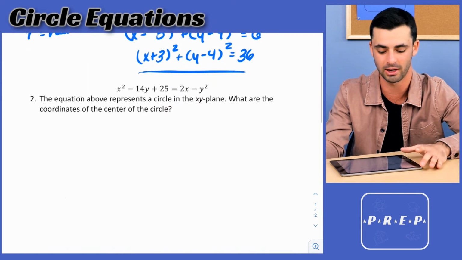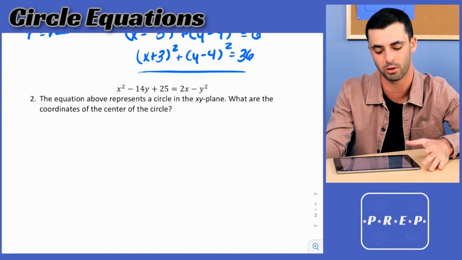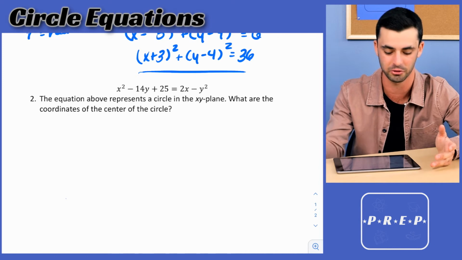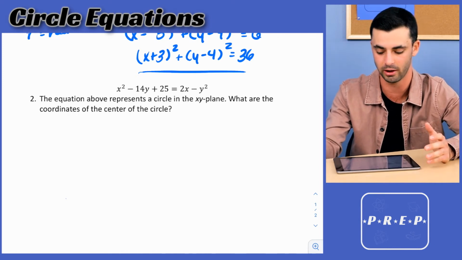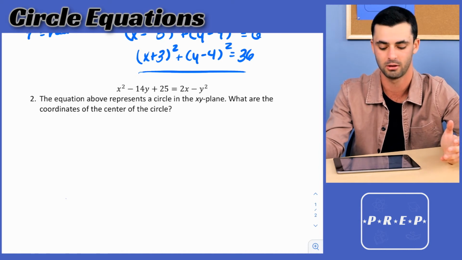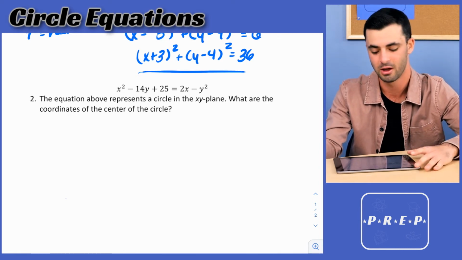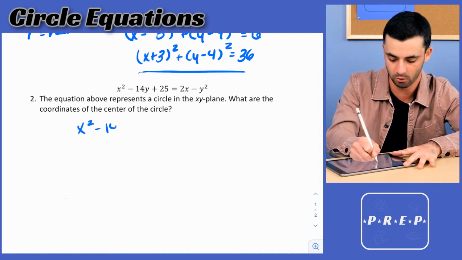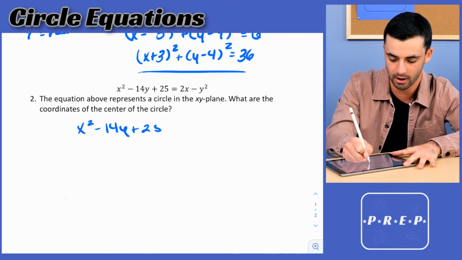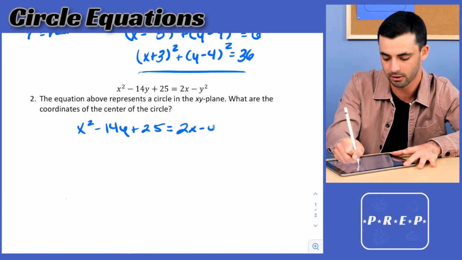This one's an interesting one. It says x² - 14y + 25 = 2x - y². And 2 says the equation above represents a circle in the xy plane. What are the coordinates of the center of the circle? So here we're given an equation, x² - 14y + 25 = 2x - y².